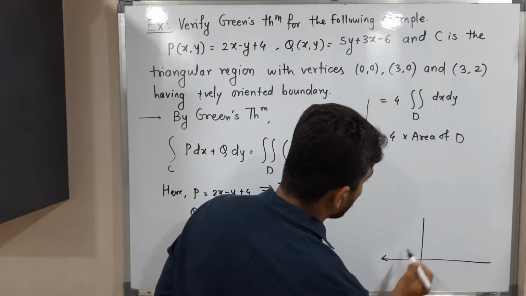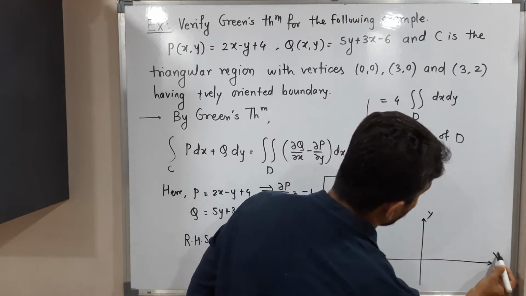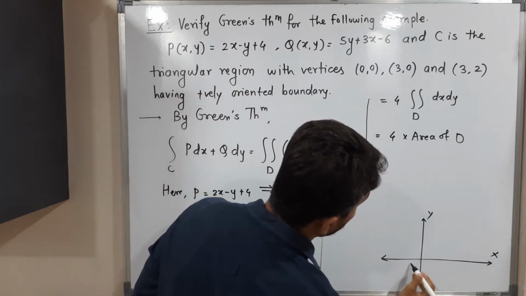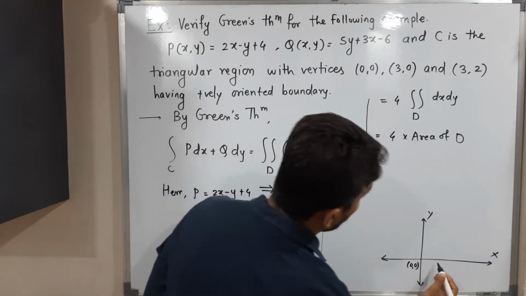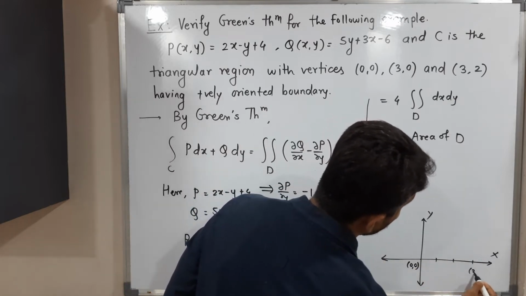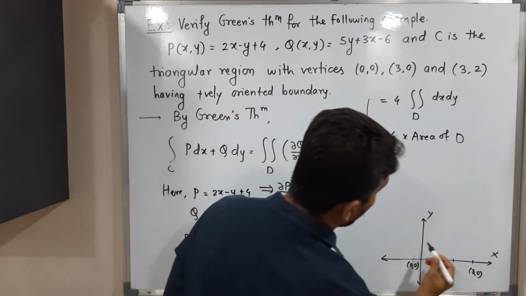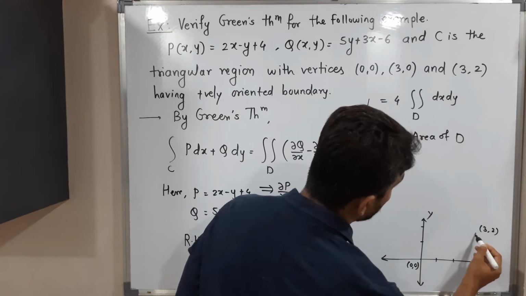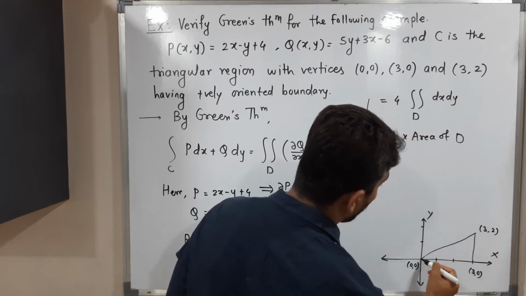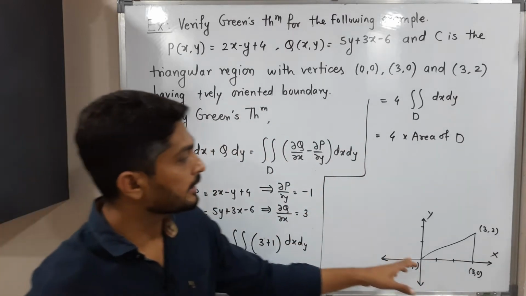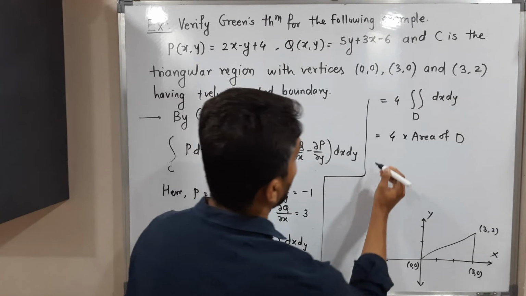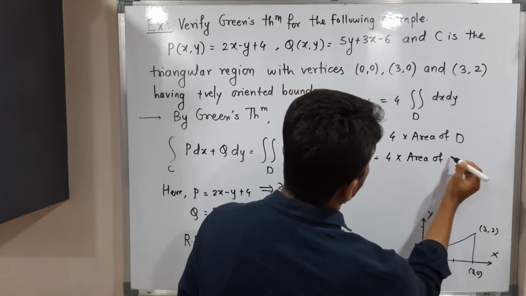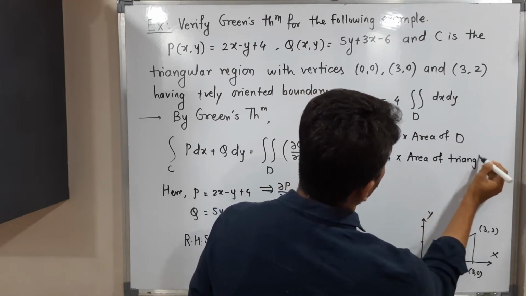Y-axis, x-axis. Okay, so this is our y-axis, this is our x-axis. So what are the vertices of that triangle? 0, 0; 3, 0; and 3, 2. 3, 0 will be here. 3, 2 somewhere here. So these are the vertices of the triangle. Let me join them. So we get a triangle. This is the triangle we have, right? So D is nothing but the area of that triangle. So yeah, area of triangle D.